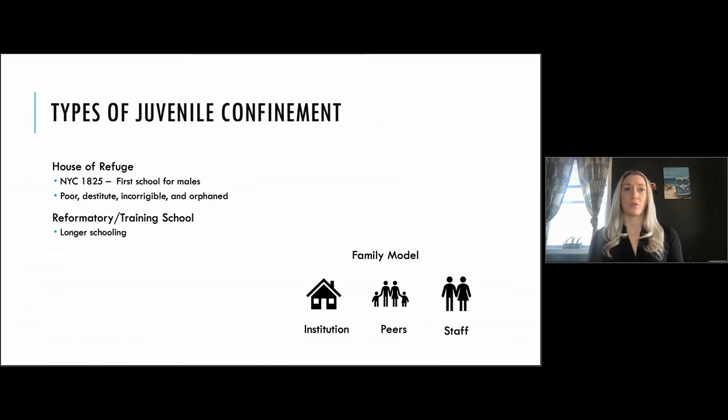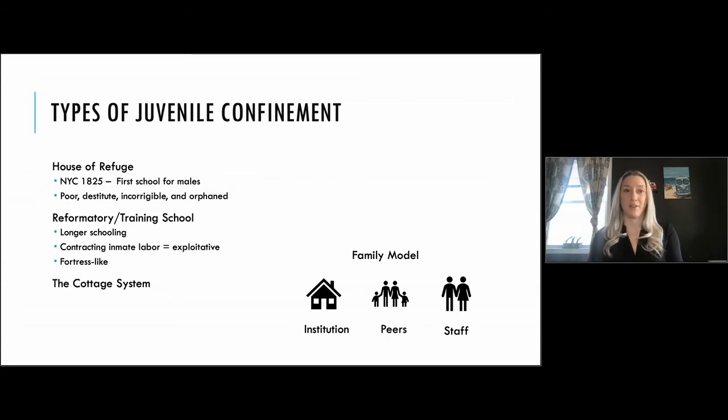So then we look at the reformatory and training schools. So these were larger schools, and they were contracting inmate labor out, which definitely became exploitative. So it was cheap. They could have these youth working as inmate labor, and it was cheaper than hiring someone to do it. They were fortress-like, so they didn't base themselves off of this homey family model.